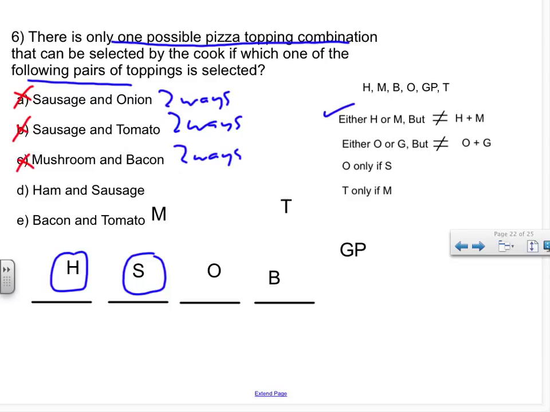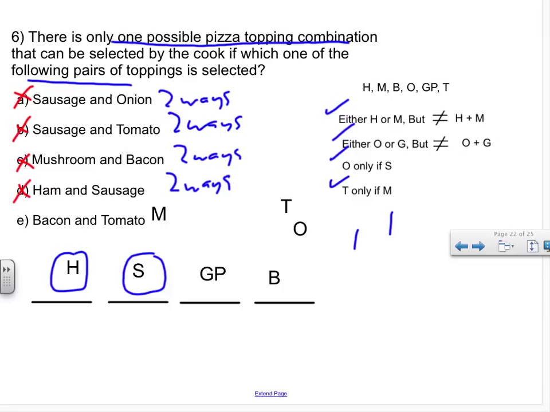So H or M, check, we got H. O or G, we've got O, O only if S, and T only if M. T doesn't appear, so that's one way. Is there another way? That's the question. Well, I'd have to swap out O with G. And I believe this will work. H or M, O or G. We got G, O only if S, O doesn't appear, and T only if M. So there's two ways that this would work too, at least. So we can eliminate D.